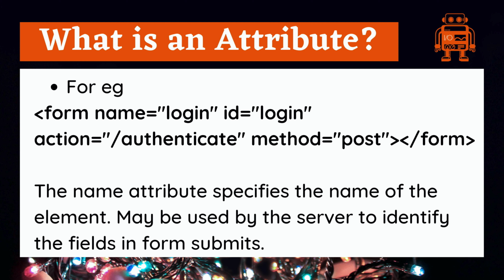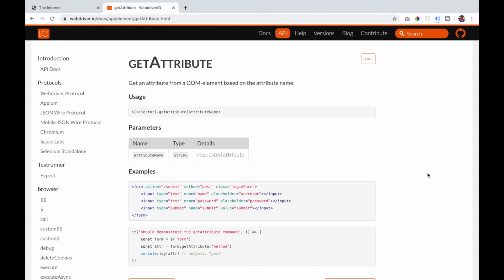And if we have a form, and we are going to be using this form in our example later on, this form contains a name attribute, an ID attribute, an action attribute, and a method attribute. And you can use any of those attributes to get back data that you would need. Let us now implement the getAttribute function in a test.